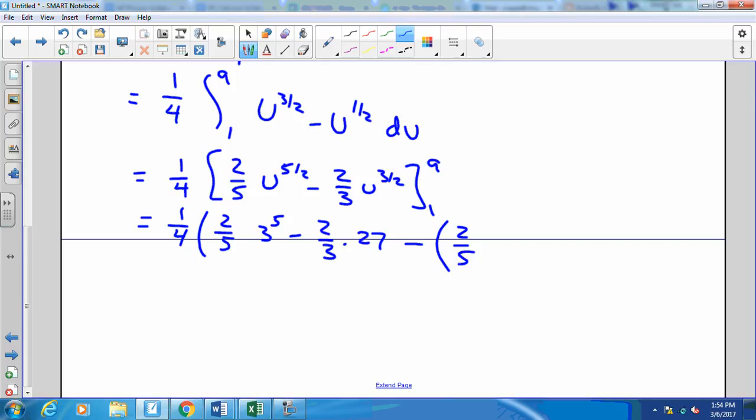Don't forget that you're grouping here. 2/5 times 1 to the 5/2 is 1, and 1 to the 3/2 is 1 also. Can I simplify this? Yes. Should I? Probably not. That's a number. We're done.